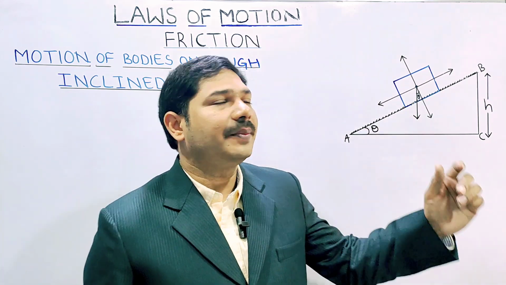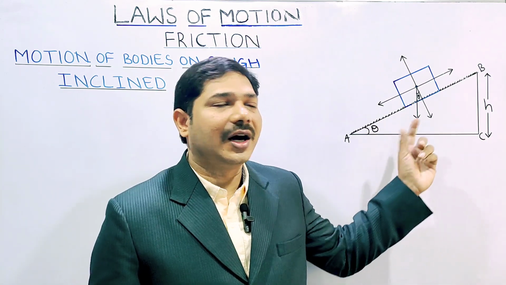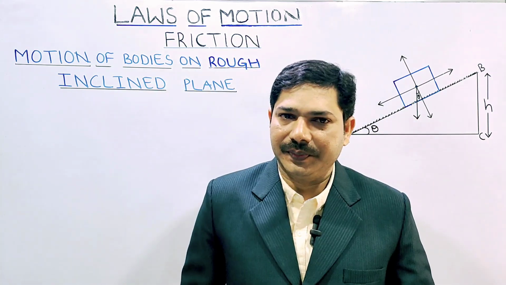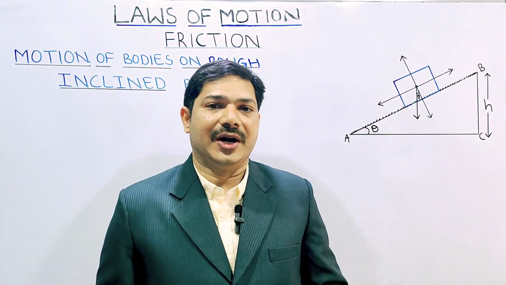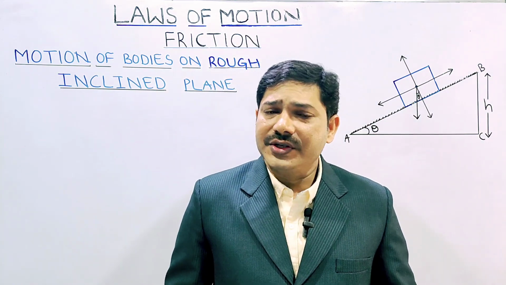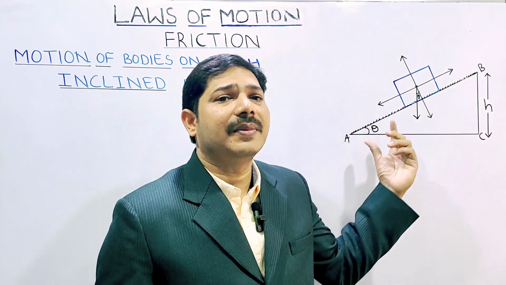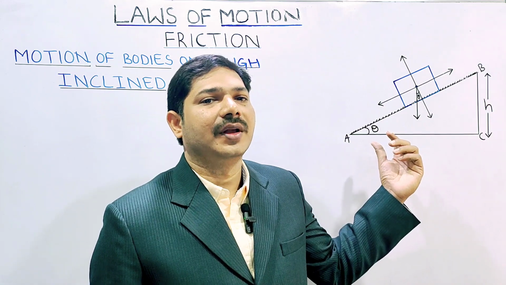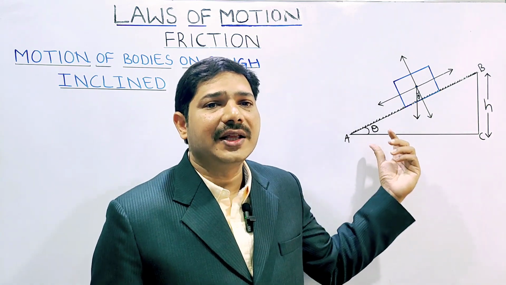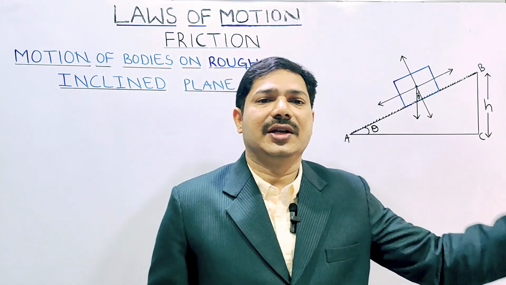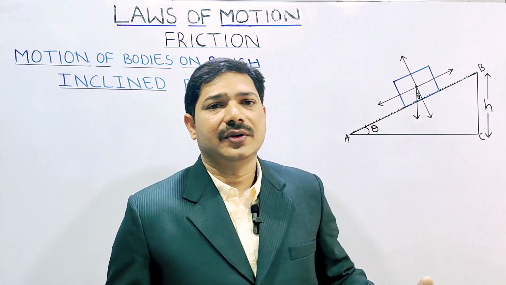For example, the body is sliding down a rough inclined plane of inclination angle theta, a value they will give, and they will ask what will be the coefficient of friction between the plane and the body. Sometimes the coefficient of friction value they will give, and they will ask what is the time taken by the body to reach the bottom, or with what velocity the body reaches the bottom, or with what velocity the body is moving upward.